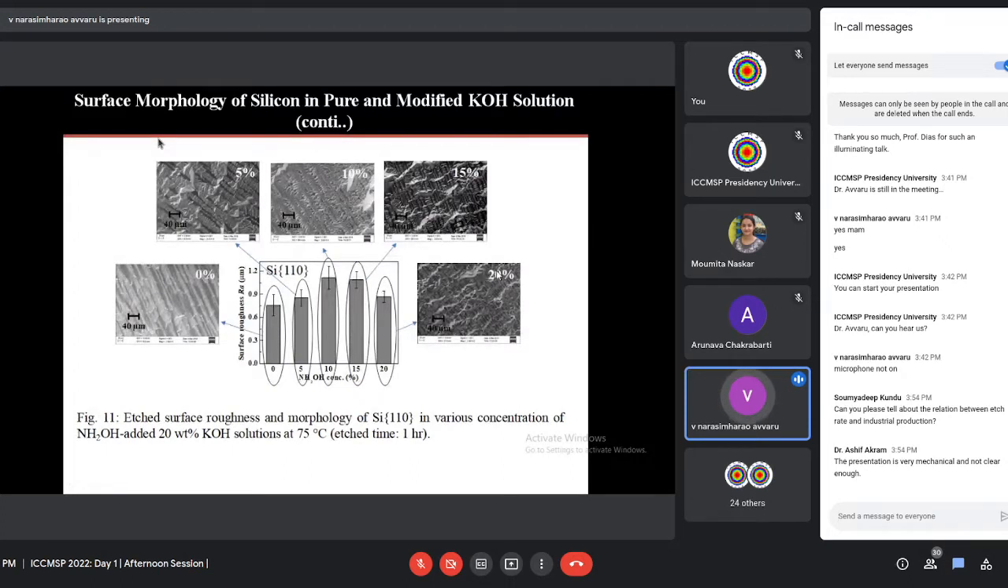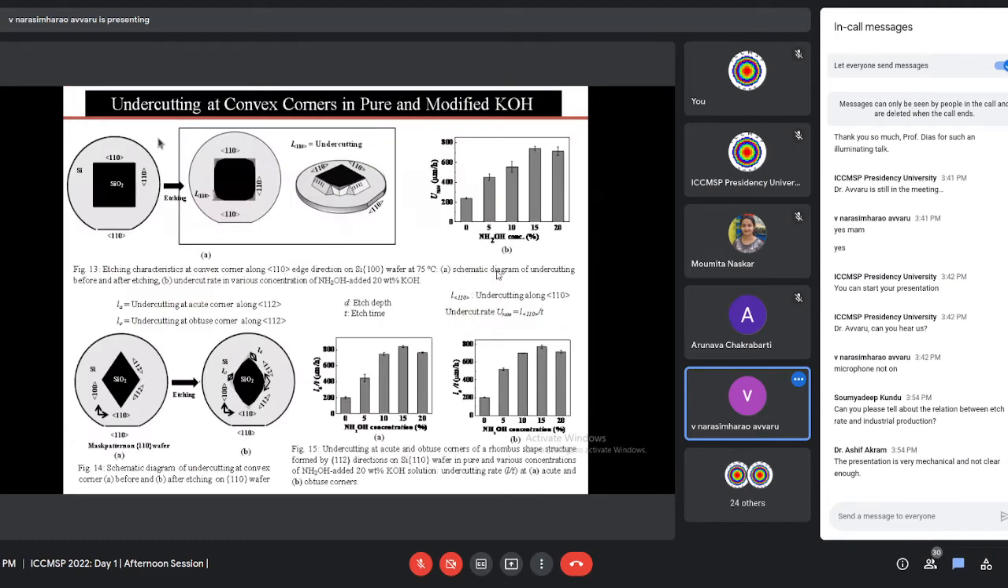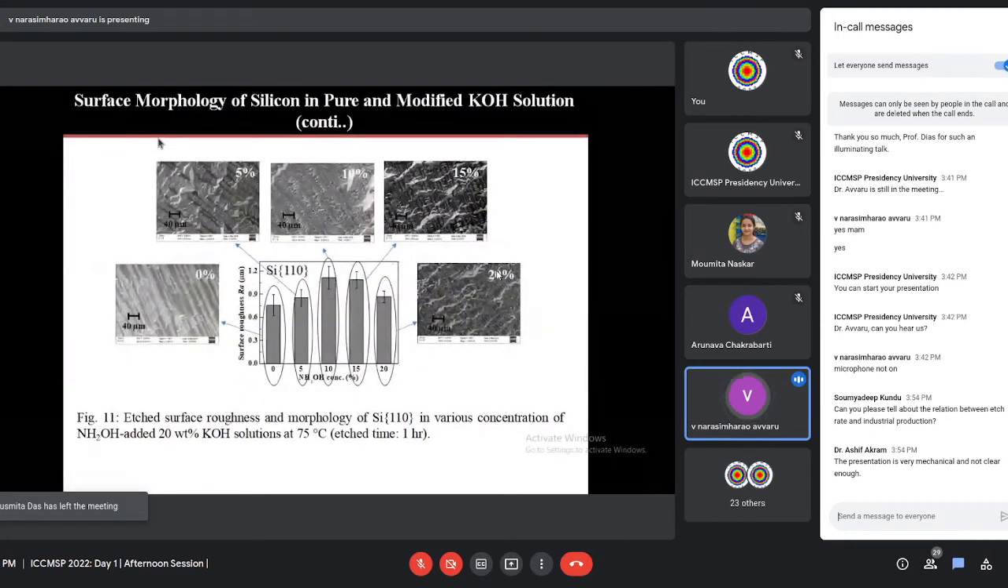We also studied the 110 surface. These are the SEM images and corresponding surface roughness. Similarly, on the 111 surface also. From these three, we observed that surface morphology is not considerably changed by the addition of NH2OH in pure KOH solution.